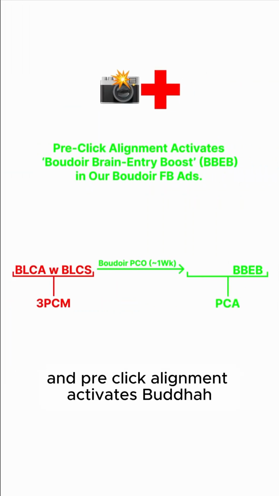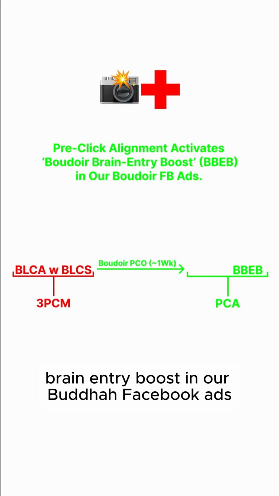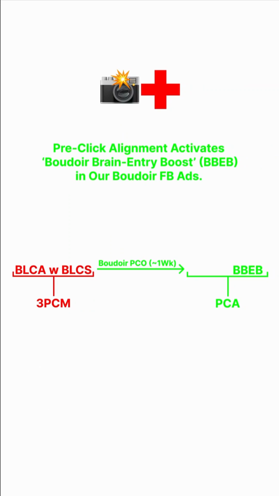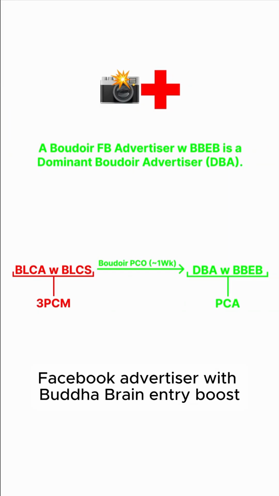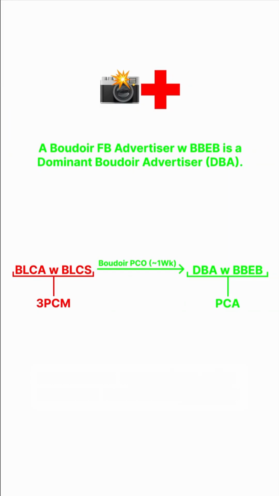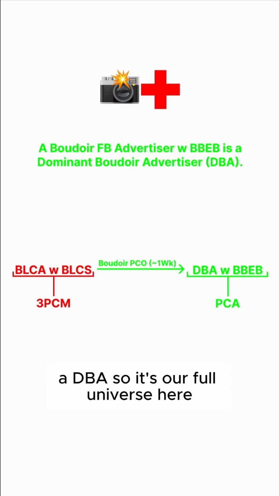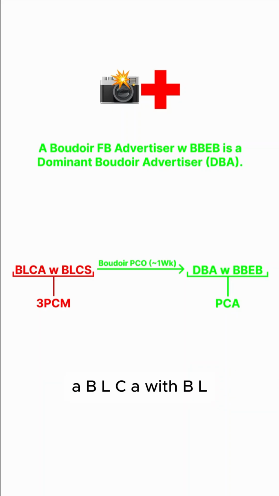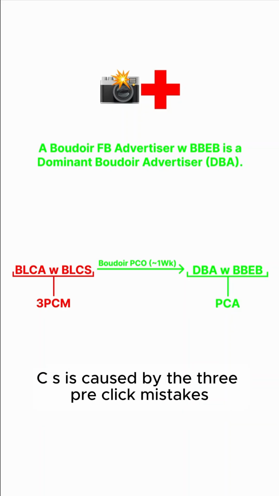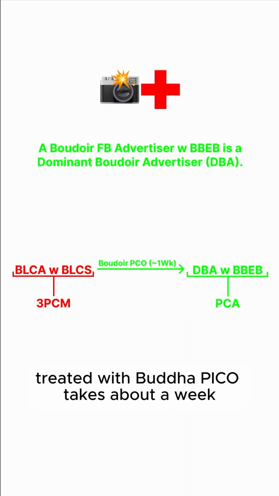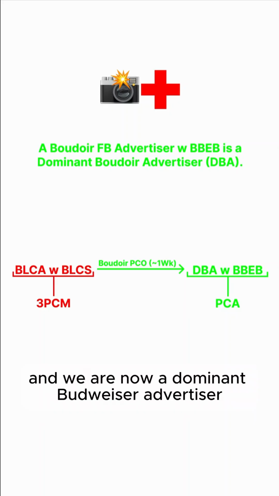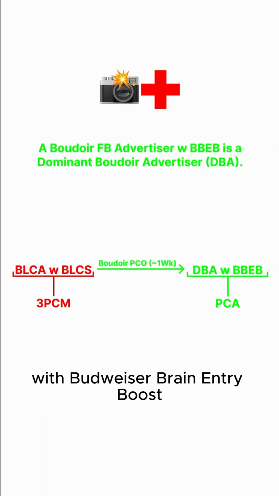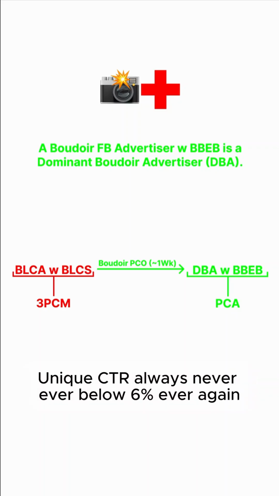So we get rid of the three pre-click mistakes, we've got pre-click alignment. And pre-click alignment activates Boudoir brain entry boost in our Boudoir Facebook ads. Basically, we've got the unique CTR all above 6%. And a Boudoir Facebook advertiser with Boudoir brain entry boost is a dominant Boudoir advertiser, a DBA. So it's our full universe here. A BLCA with BLCS is caused by the three pre-click mistakes, treated with Boudoir Pico, which takes about a week. We invented that. We achieve pre-click alignment, and we are now a dominant Boudoir advertiser with Boudoir brain entry boost. Unique CTR all never, ever below 6% ever again.